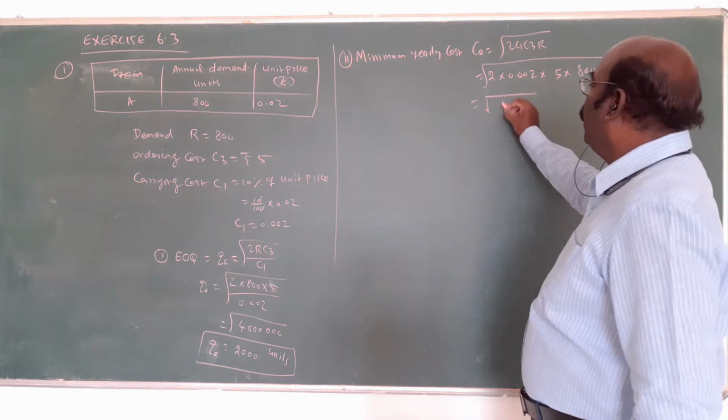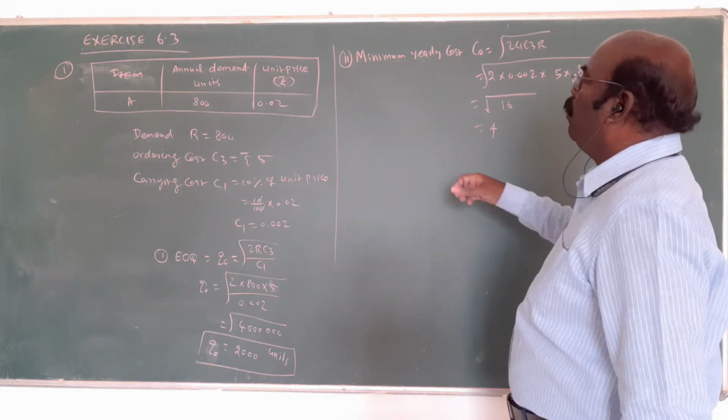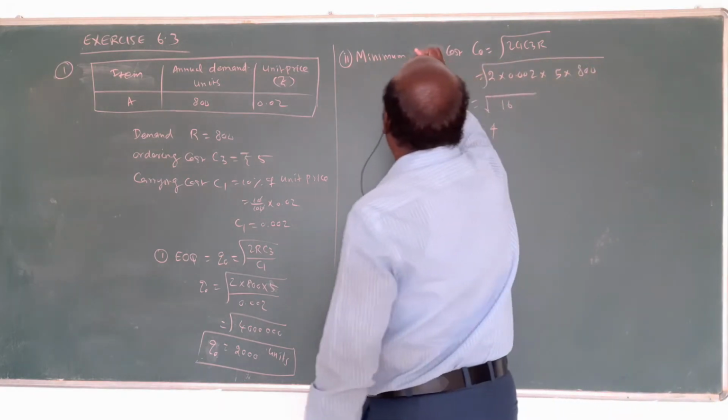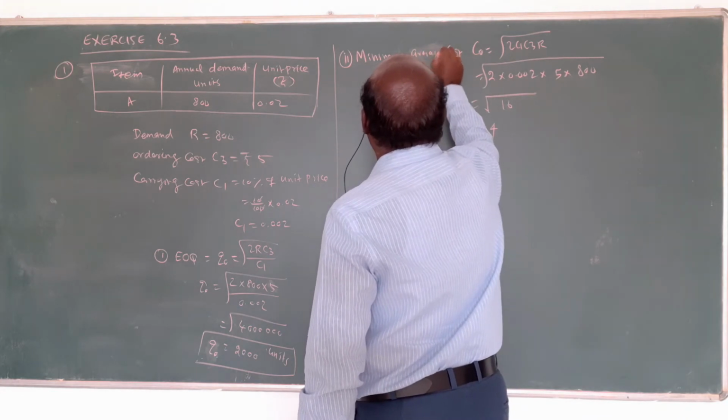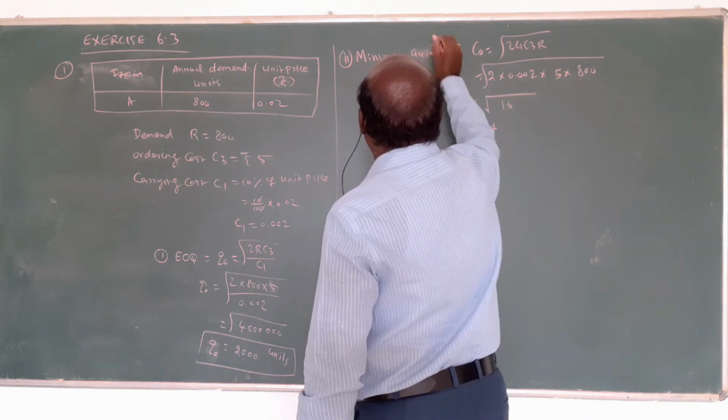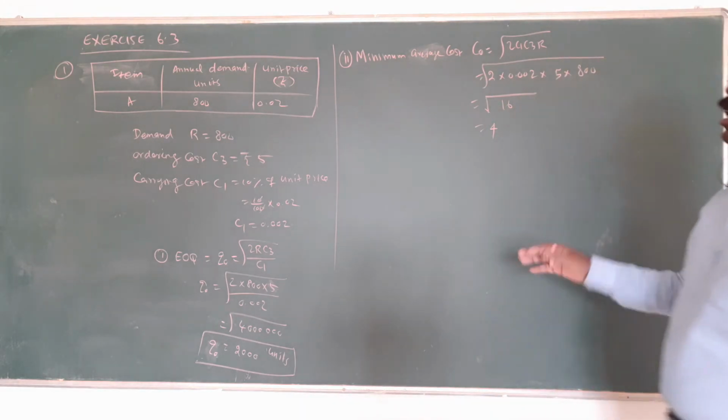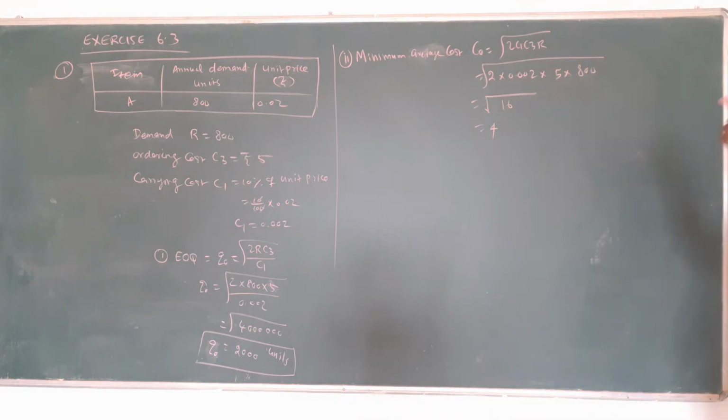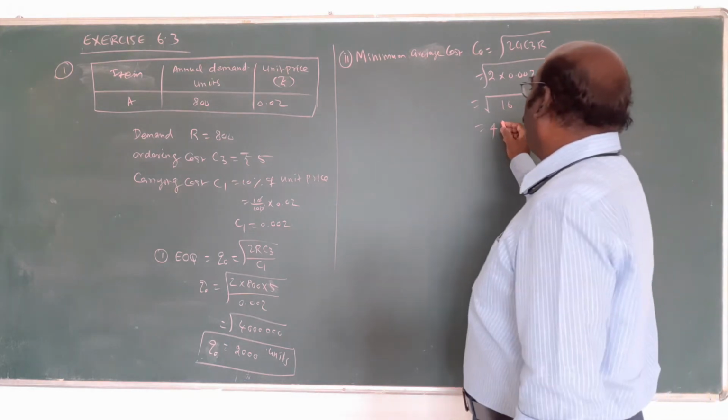16 is the answer. This 4 is the value. Minimum average cost is what is asked. The minimum yearly cost is the same. Minimum average cost is for C0. Root of 16 is 4. The cost comes to 64 rupees.